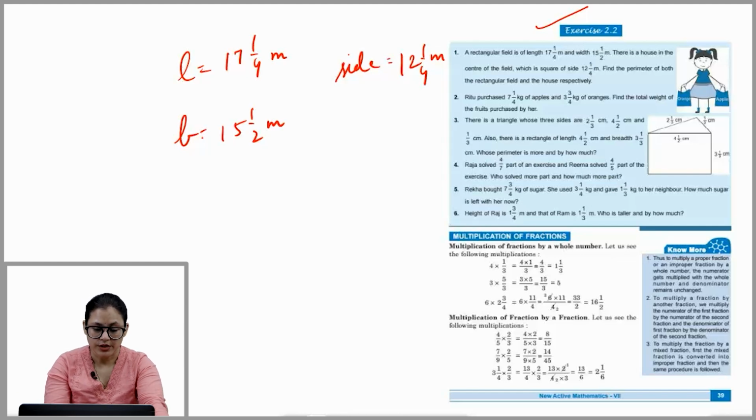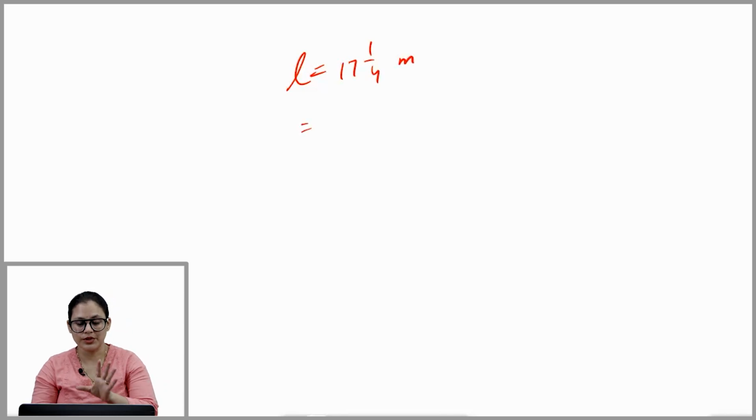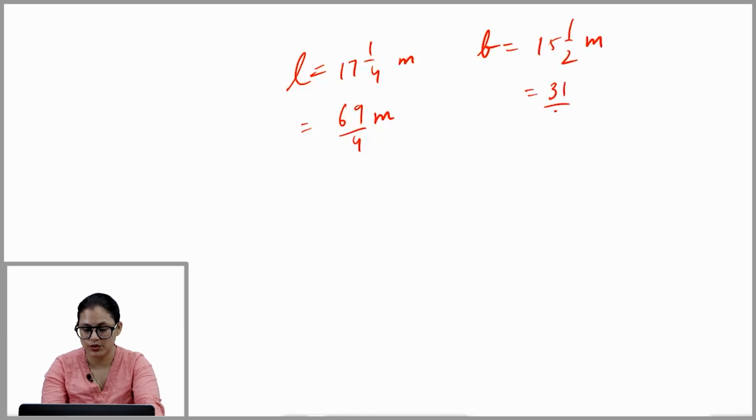Okay, so length here is 17, 1 by 4 meter. First, what will you do? You will convert this mixed number into an improper fraction. You know 17 4s are 68 plus 1, 69 by 4 meter. Breadth is what? 15, 1 by 2 meter. 15 2s are 30 plus 1, 31 by 2 meter.